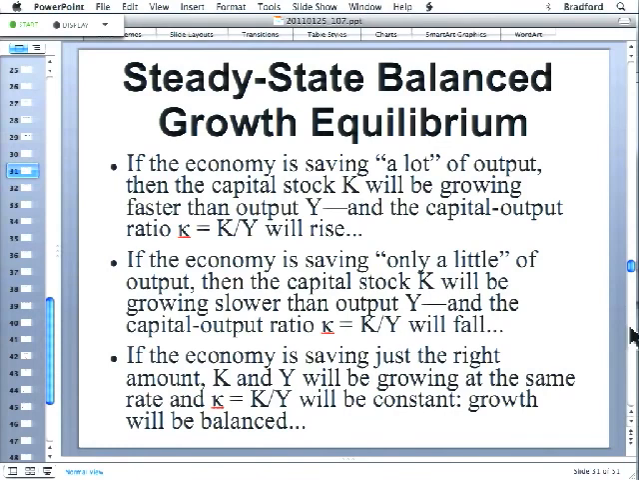Say that there was a time in the past when the economy was out of its growth equilibrium, when capital and output were growing at different rates. And maybe I'll make you do one of those on the second problem set.